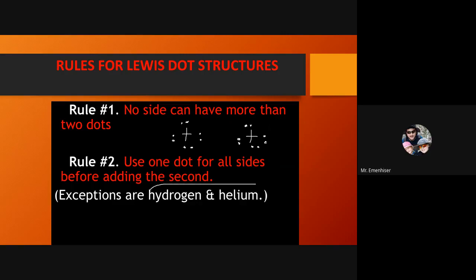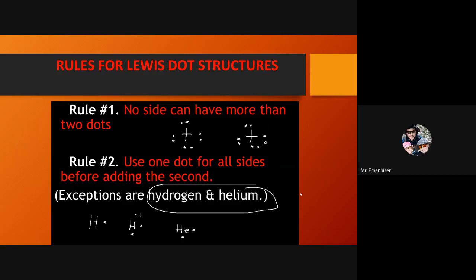Now, the exceptions are hydrogen and helium. Hydrogen will look like this. Or if you have the H -1 ion, it'll have 2. And then helium will look like this. Now, where you put the dots really doesn't matter as long as it has the correct number of dots and the correct symbol for the element. That's all that really matters.